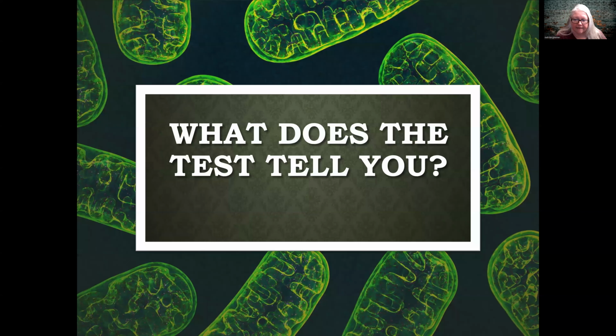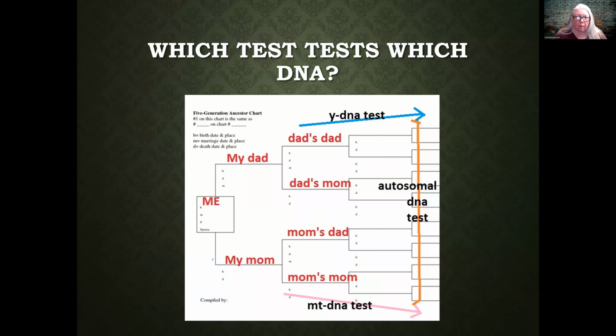So what does the test tell you? Well, remember, we have three different kinds of DNA testing. We have the Y-DNA test that tests our surname line, that father's father's father's father's line. And because I'm female, I do not have Y-DNA, but my father does, my brother, my uncles. So that line is Y-DNA testing. The line along the bottom edge is mitochondrial testing. So from me to my mom's mom, that line on the very bottom is mitochondrial testing.